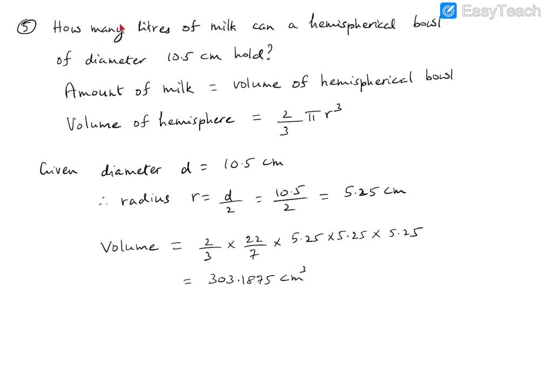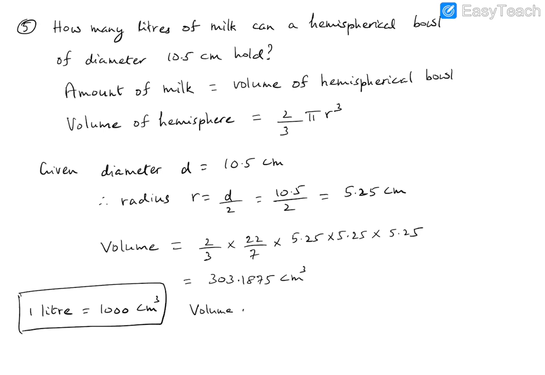But notice that we are asked to find the volume in liters, so we need to convert this centimeter cube to liters. So we have to use the relationship between centimeter cube and liters. What is the relationship? 1 liter is equal to 1000 centimeter cube. We have seen this in the previous video as well. So using this, we can now calculate the volume in liters.